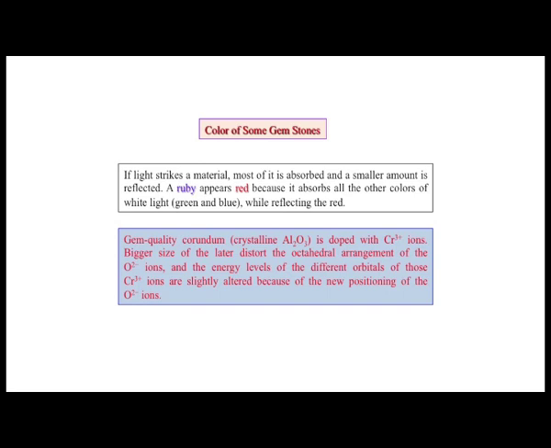So, what is ruby? Ruby has a very fine color which is red, and it absorbs all other wavelengths from the white light spectrum, only reflecting the red. That means the complementary color coming out from it is red. That is why ruby is red in color, and ruby is nothing but gem quality corundum.